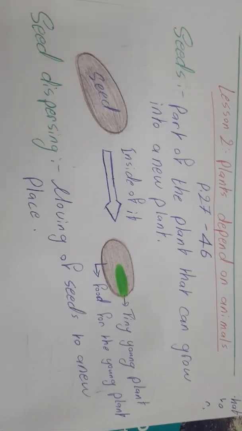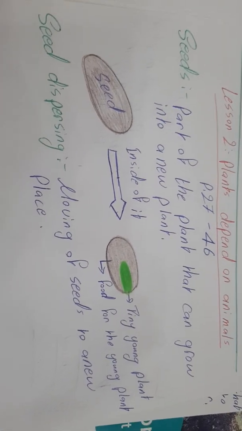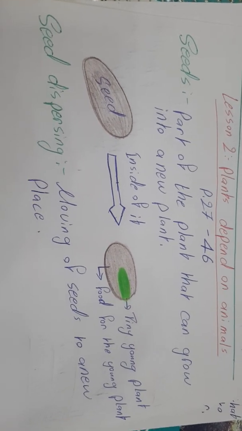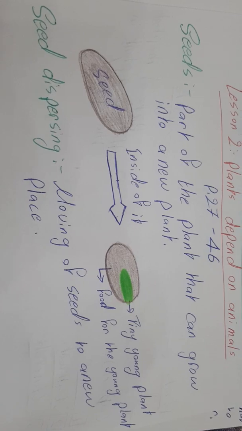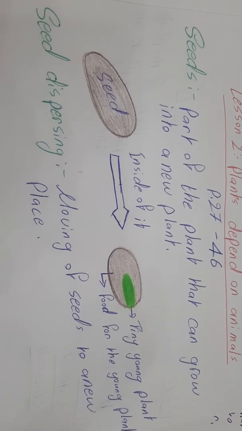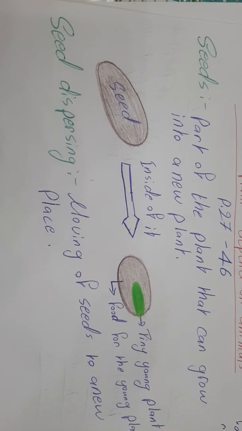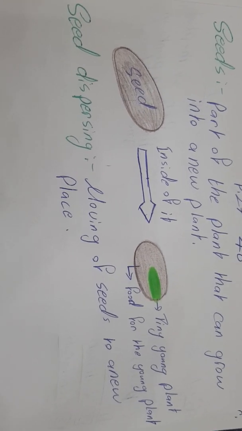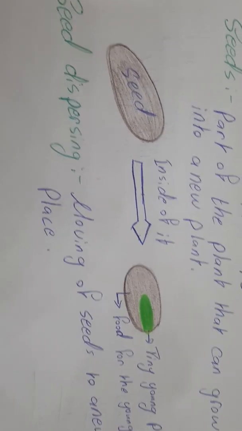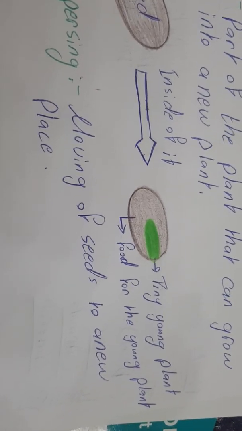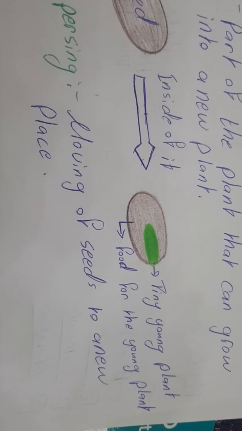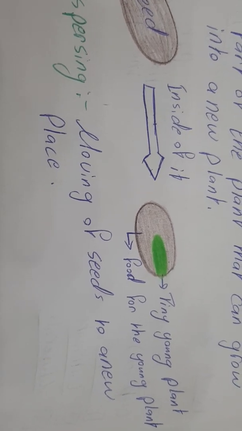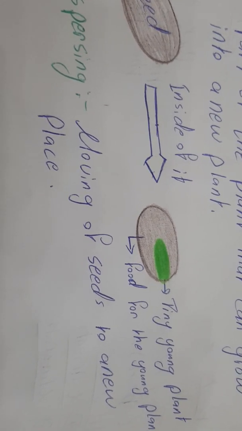Now, in the second lesson, we talked more about seeds. The lesson title is Plants Depend on Animals. First, seeds. What are seeds? They are parts of the plant that can grow into new plants. So a new plant can grow up from seeds. Now inside the seed, there are two parts: a tiny young plant that will grow up to be a new plant, and food for the young plant around it.